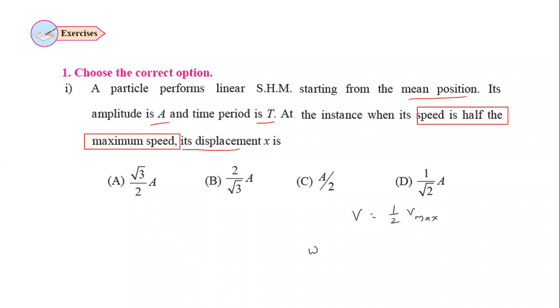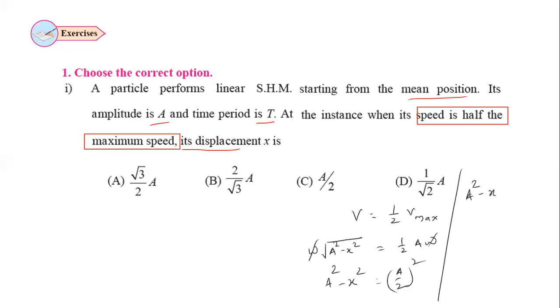Speed is given by the formula omega under root a square minus x square is equal to 1 by 2. Maximum speed is given by the formula a omega. Now you cancel the common term, simplify the equation, you will get the answer for x. Now we cancel omega from both sides. Now squaring both sides, a square minus x square is equal to a by 2 square. So we get a square minus x square is equal to a square by 4.